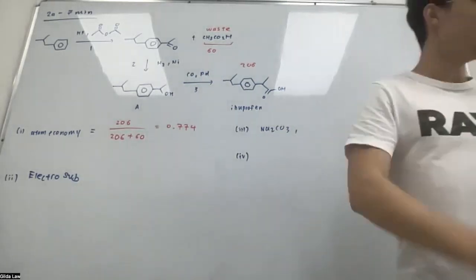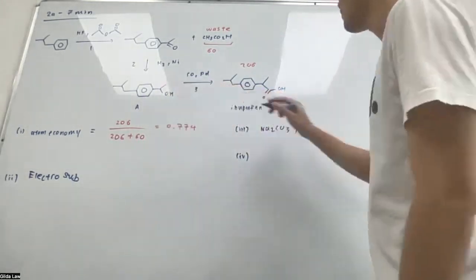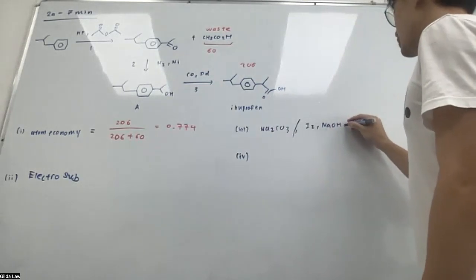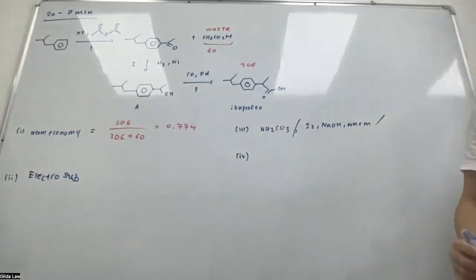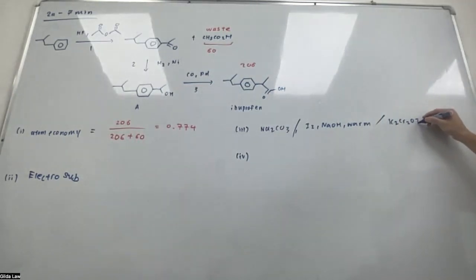Any other answers here? Iodoform test, good. Iodoform test is for this, particularly the methyl alcohol, right? And there's one final answer. What is it? Dichromate, yes, but KMnO4, no.